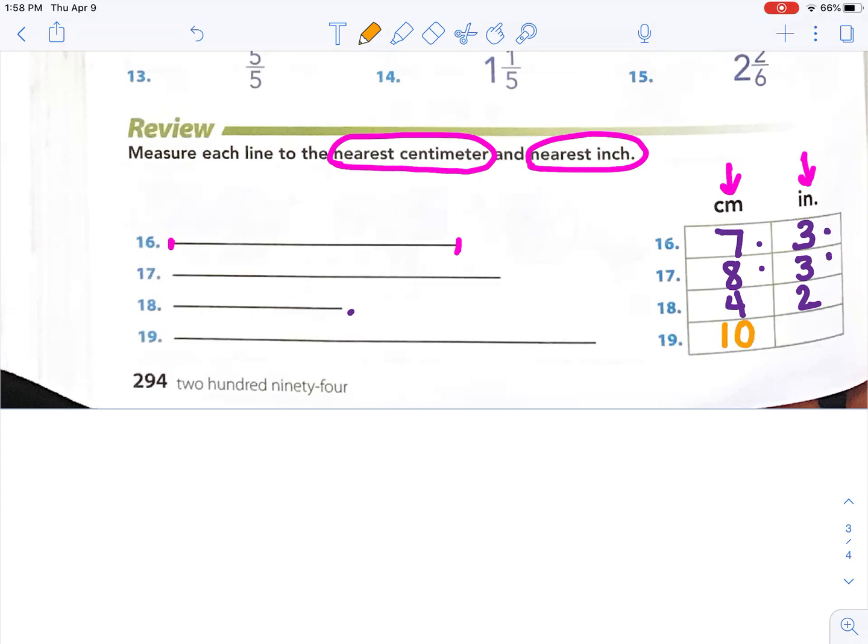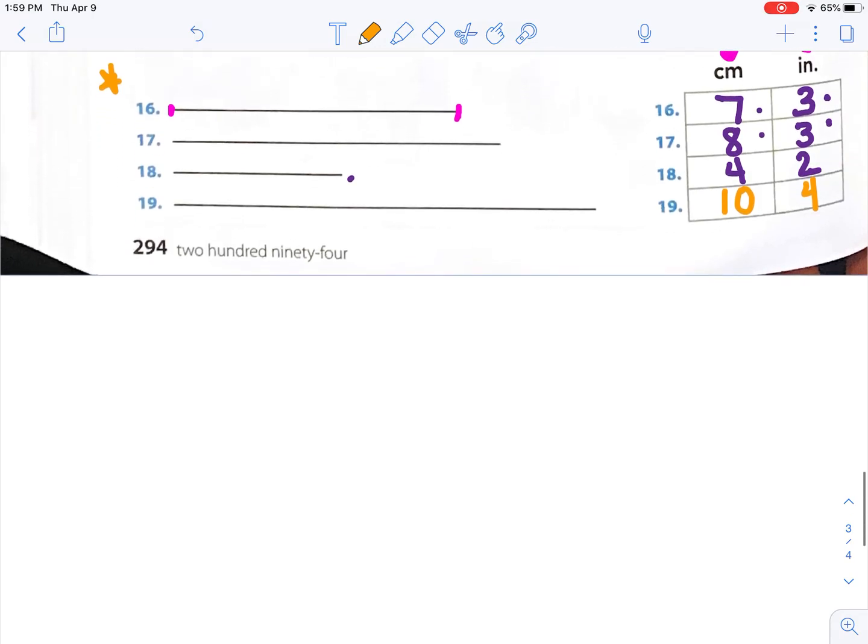Okay, number 19. It's about 10 centimeters and about 4 inches. If you got that, awesome. If you are happy, go measure stuff around your house. Have a good time. See how long your different fingers are. See how long your shoe is. See how much longer your shoe is than your brother's. Okay? But have a good time.